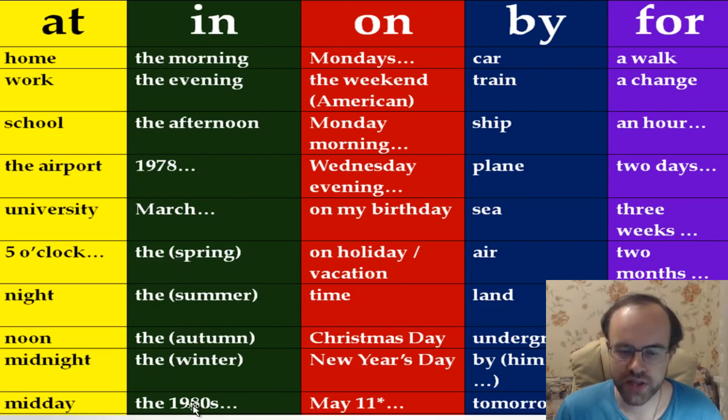Okay, so next, phrases like this one. In the 1980s, so in the 1970s, in the 1990s, and so on. Good. What about on? So we use on with days of the week or with weekdays. For example, on Mondays, yeah, on Tuesdays, on Wednesdays, on Thursdays, on Fridays, on Saturdays, on Sundays.